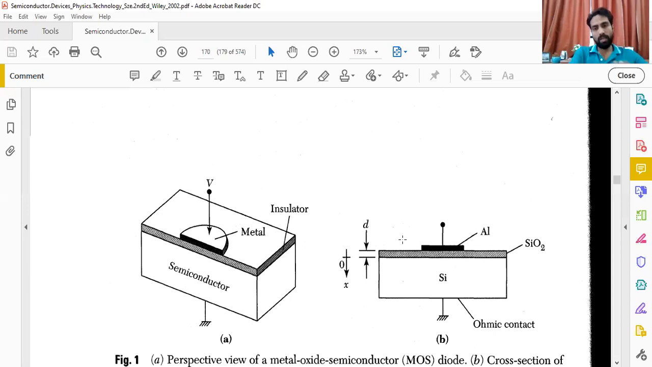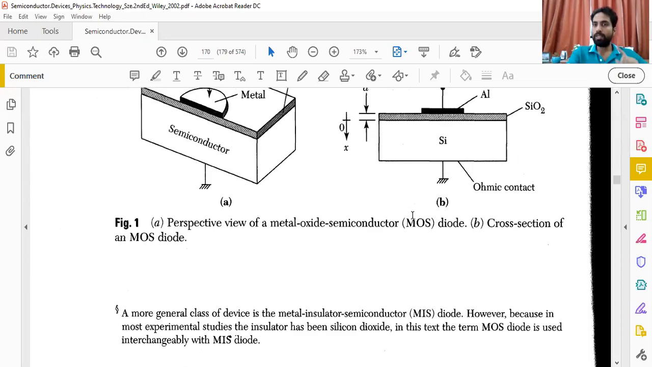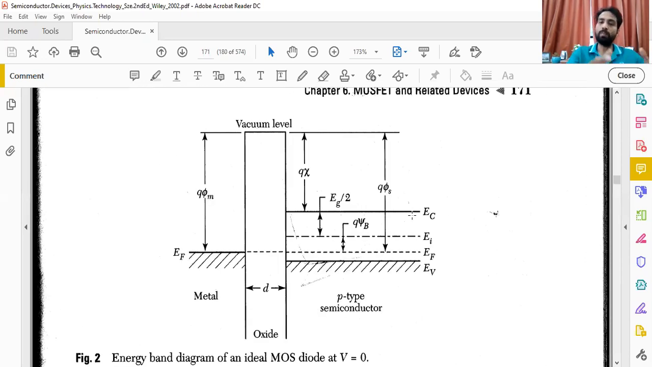What is our target? We have a target to understand that during this process, whether it is zero bias, negative bias, or positive bias, what will be the effect on the energy band gap? So first of all, you should understand what kind of energy band diagram they have, because we basically have metal, oxide, and semiconductor. This diagram tells you that in this particular metal, we have a certain work function, which is represented by q phi_m.